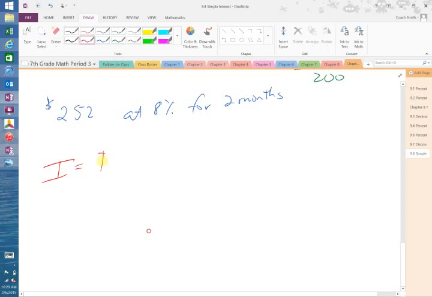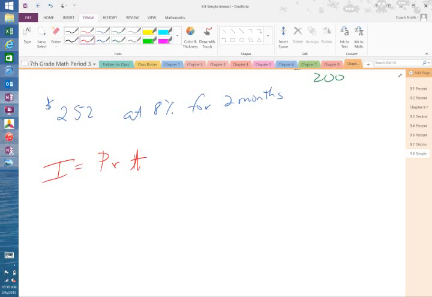I is equal to PRT. Now, understand we have 4 items in this formula. Understand that they can give you any 3, and you have to solve for the other one. In other words, they may give you interest and rate and time, and they want you to tell them what the principal is. Well, then it just becomes a normal one-step equation that we've had in the past. We'll talk about it here in a second.